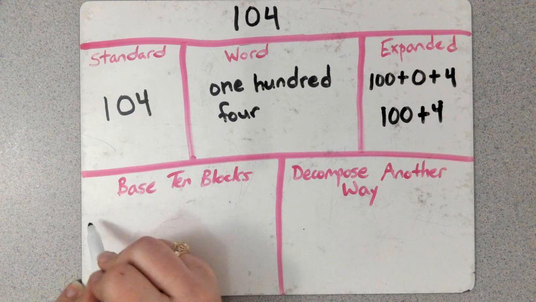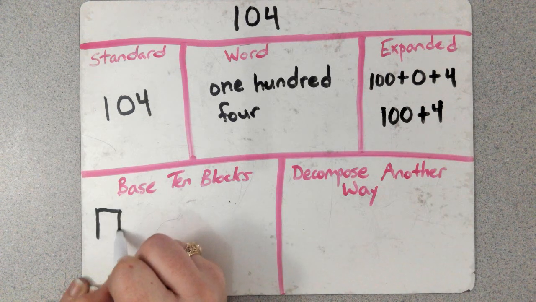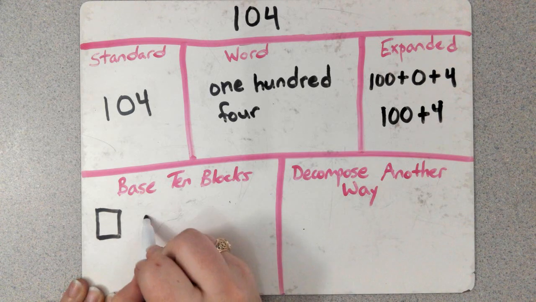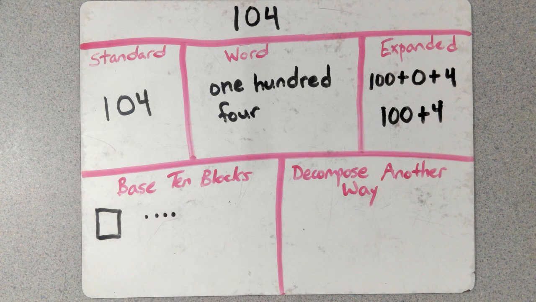On to base 10 block representation, I see one group of 100, so a big flat. No tens and just 4 ones.